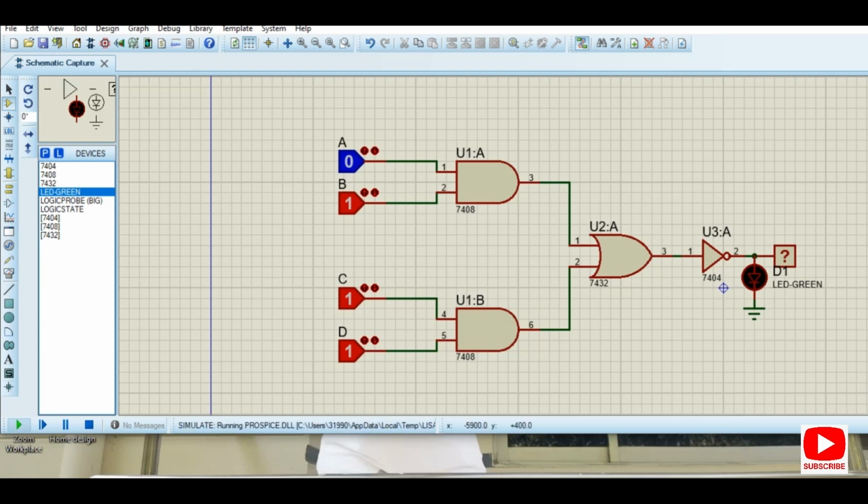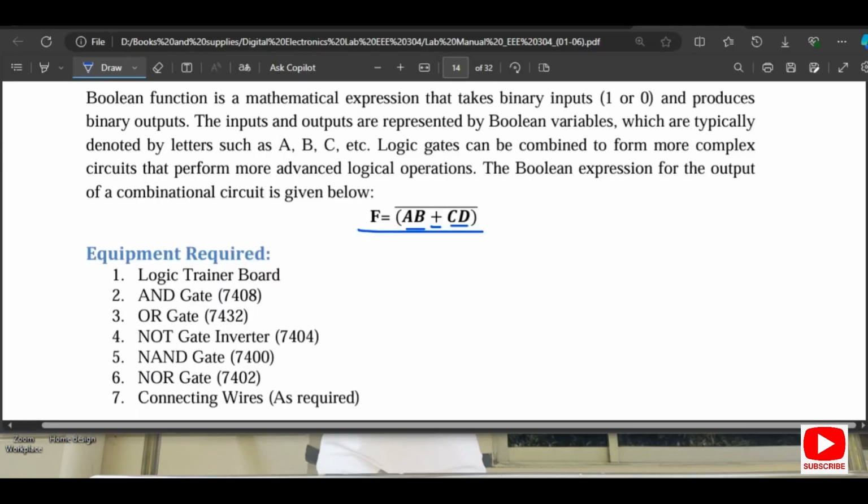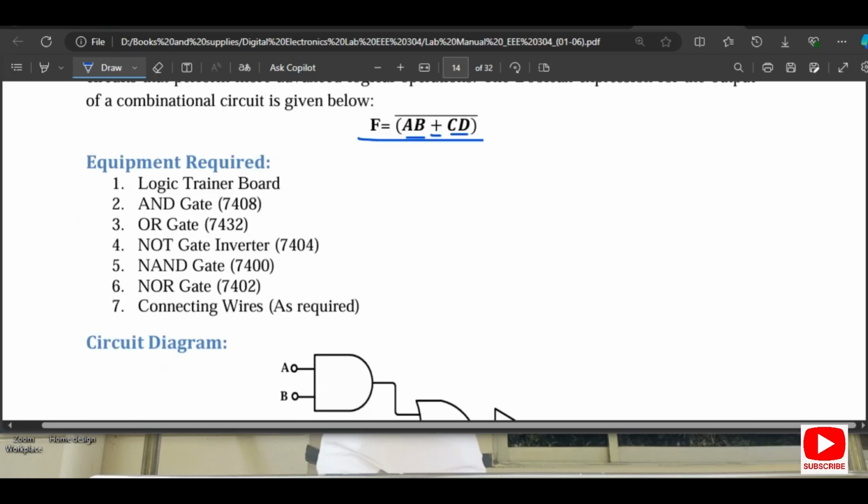Now we run it. You can see that if A is 0 and B, C, D are all 1, then our output will be 0 here, and the LED is not going to be green. And if we set all of the terminals to 1, our output will also be 0. And if we set all of the inputs to 0, then our output will be 1 and the LED will glow here. So the first experiment has been completed. Our Boolean expression has been proved.